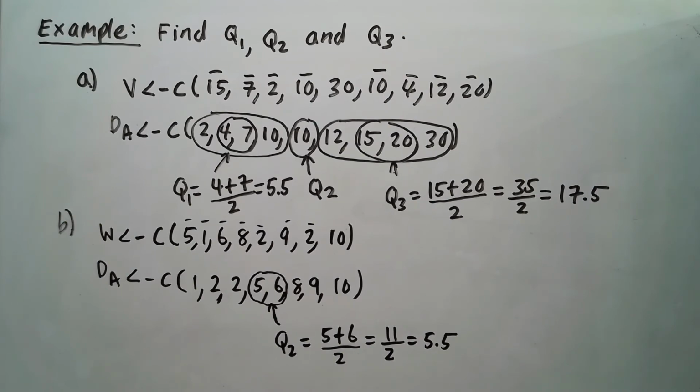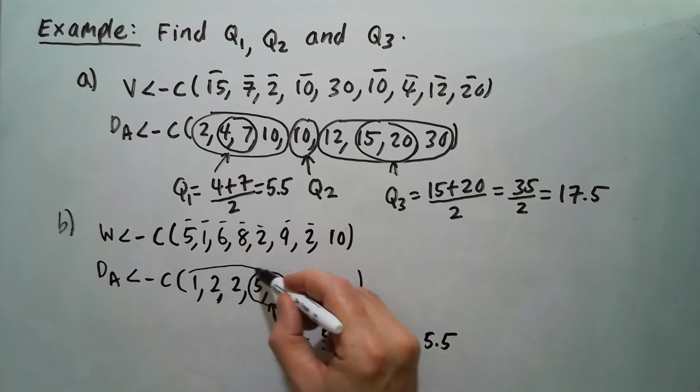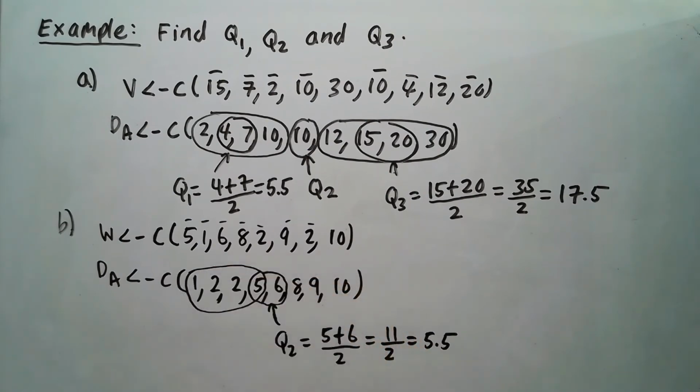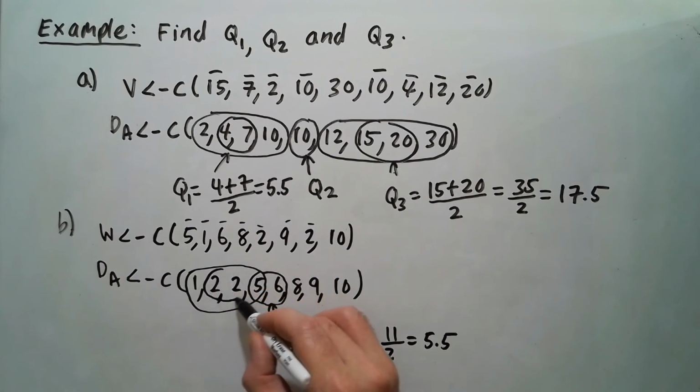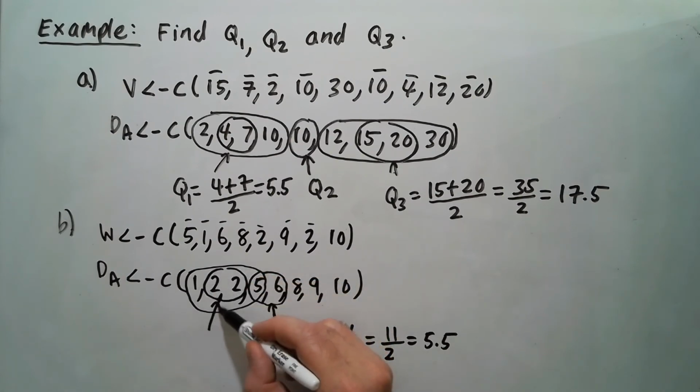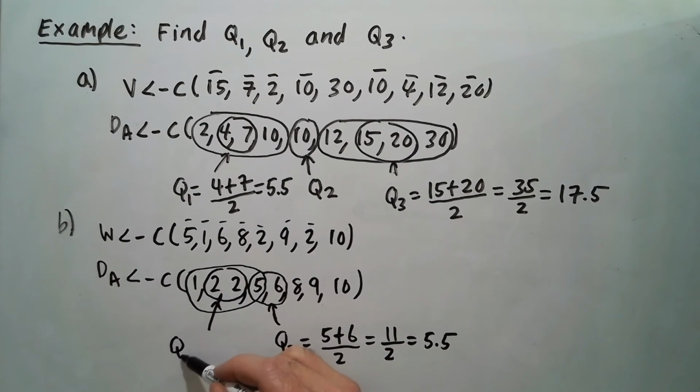To find Q1, we're going to have to remove the median and all numbers to the right of it. Therefore, it would leave us with these numbers here. We want the middle of these ones. It looks like there's 2 2's in the middle here. So Q1 would be 2 plus 2 over 2, which is 4 over 2, which is just equal to 2.